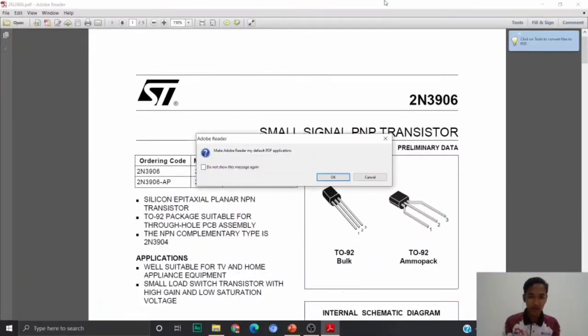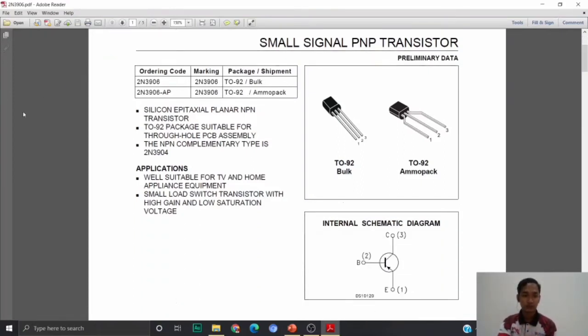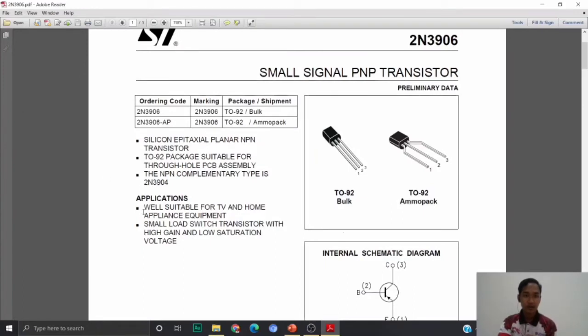Okay, for the bipolar junction transistor, we use the 2N3906 transistor. As you can see, this is the data sheet for 2N3906. It's silicon. It is well suited for TV and home appliances, and as a small load switch transistor with high gain and low saturation voltage.